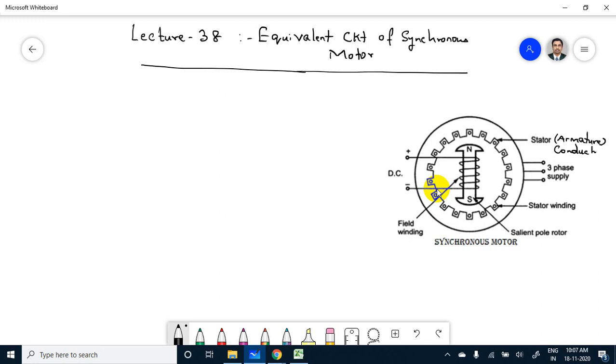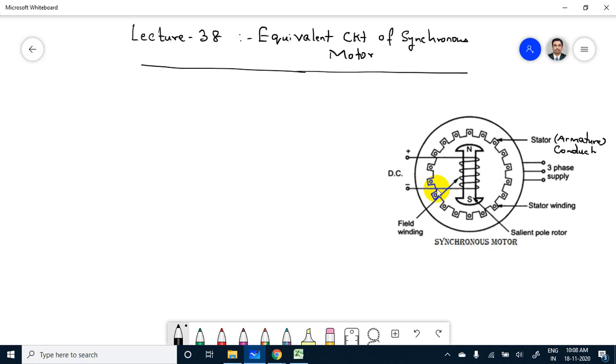In the armature conductor we are giving the three-phase supply, and inside the rotor there will be a field winding for giving the DC excitation. So this is the structure. The three-phase AC supply is given to the stator, which means the armature conductor. The DC excitation you have to give in the field winding, which is available in the rotor structure. Now by using these two concepts, we are going to draw a phasor diagram.